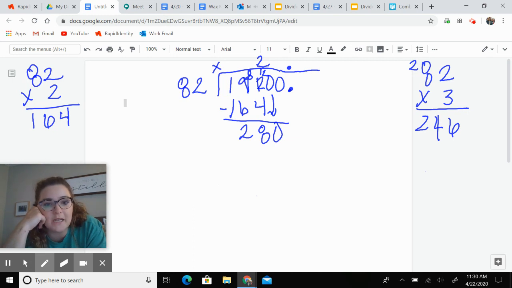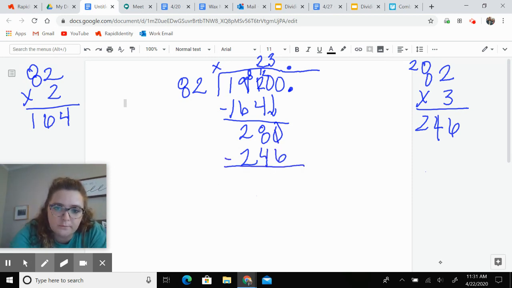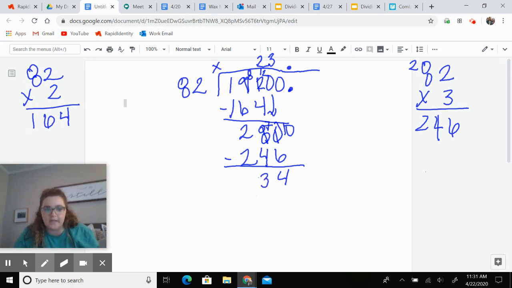Now I'm thinking about how many times can 82 go into 280? Well, this is where I'm really happy that I went ahead and solved for 82 times 3 because it got me 246, and I can't go any further than that. All right. Now I know that 82 times 3 is 246, and I'm going to go ahead and subtract. All right, I'm left with 34, which I know is less than 82, so I know that 3 was the correct answer. I have another 0 to carry down.